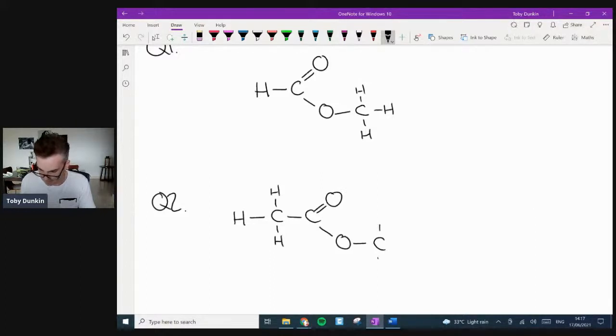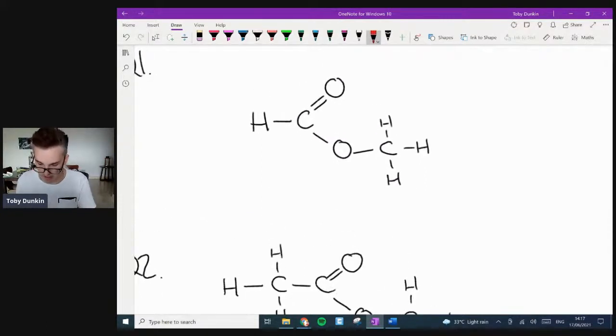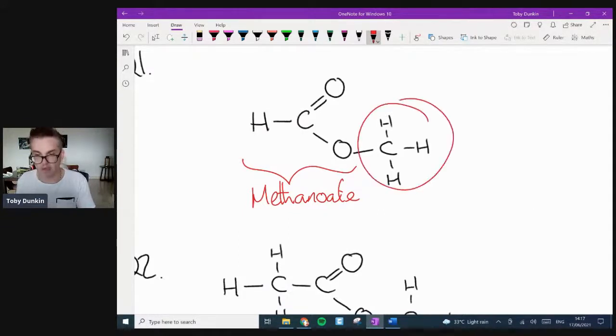How about this guy? Methanoate. Masaru, you've forgotten the branch at the beginning. So Masaru has just given me this part, methanoate. But what Masaru has missed is this structure. So can you add that?